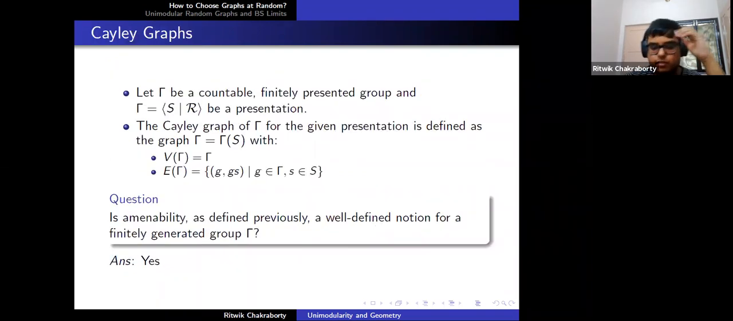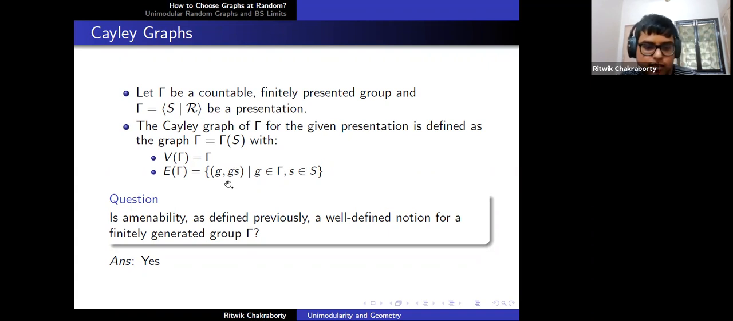Okay, which brings us to a prime example that we're going to look at, a Cayley graph. So I guess many of you are already familiar with what Cayley graphs are, so I'll just quickly go through it. So take any countable finitely presented group gamma. So by that I mean that I have a presentation of gamma given by a finite set of generators S and finitely many relations R. And given this presentation, I consider the Cayley graph of gamma as follows. This is denoted by gamma of S. The vertex set of gamma is precisely going to be all the group elements of gamma. And what is my edge set?